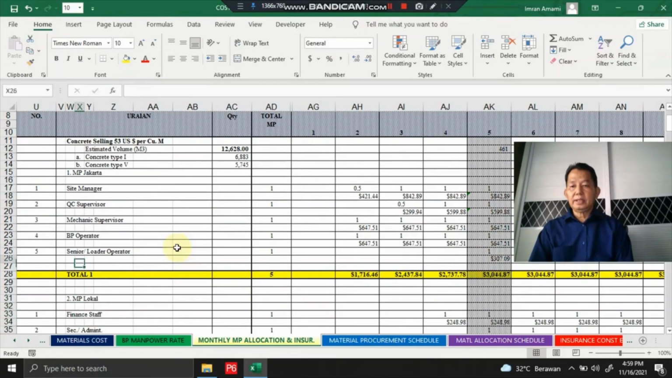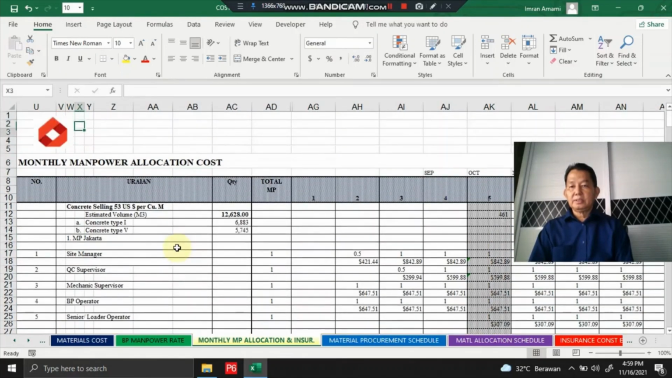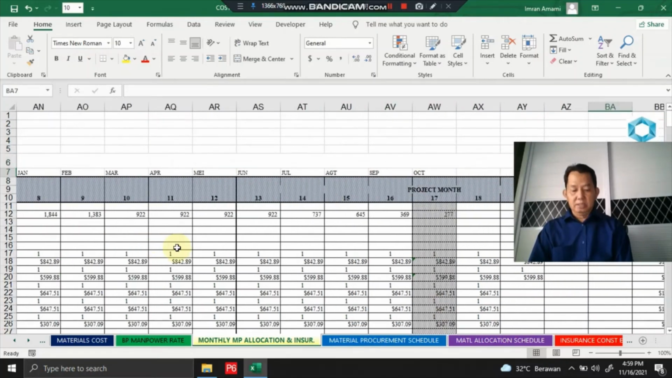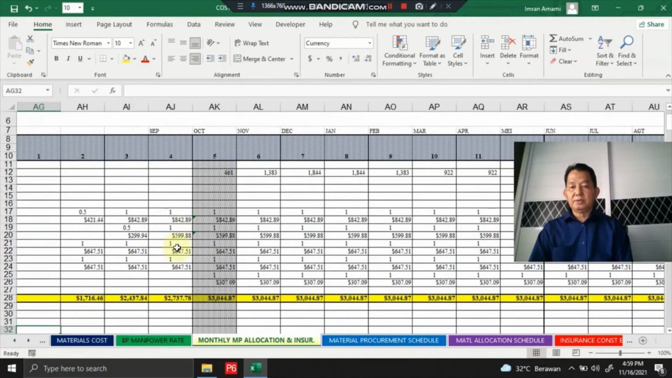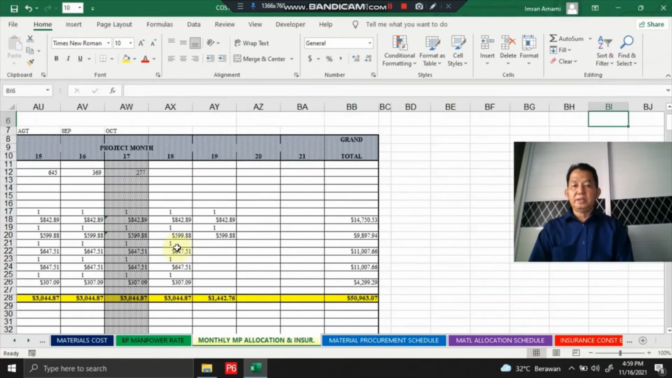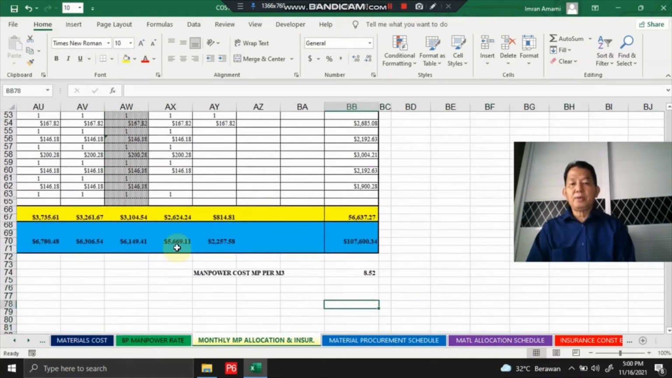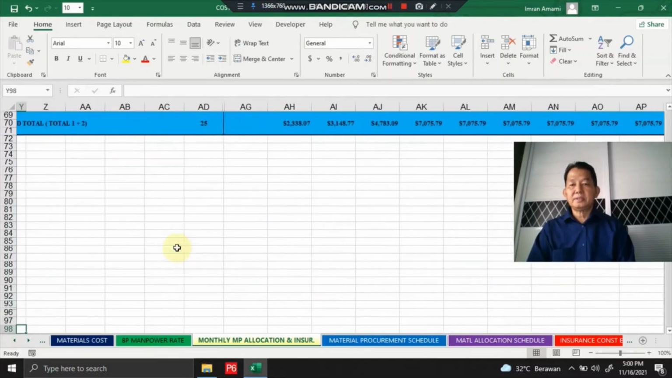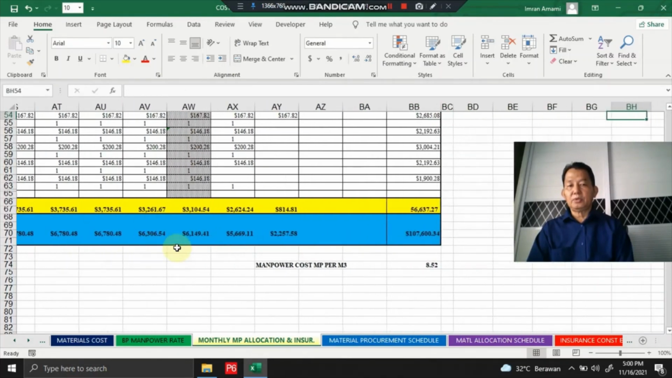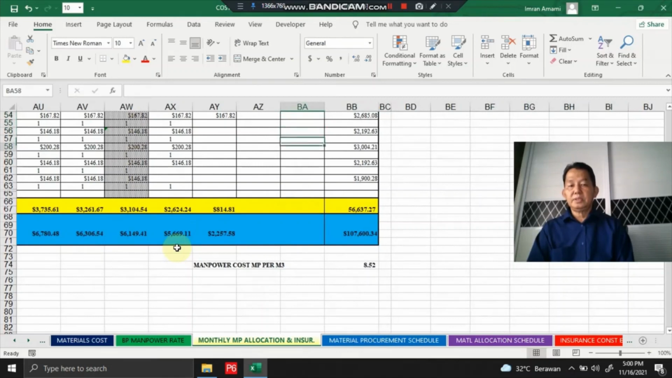Okay, and now here is the monthly manpower allocation schedule and its monthly cost. So we found the grand total cost for the manpower allocation here. Yes, this is this one. This is including all allowances applied to each personnel. Yes, this is the total manpower allocation cost.